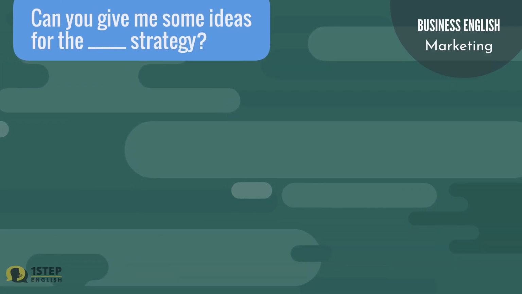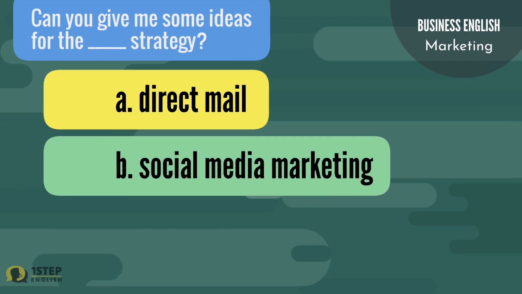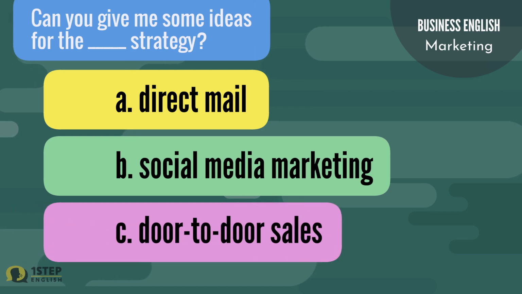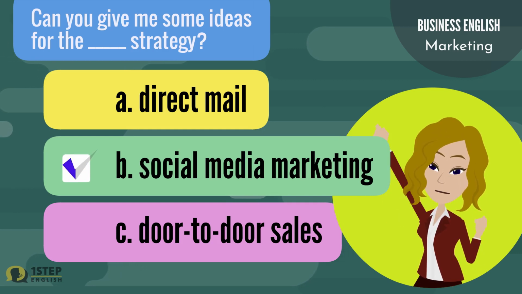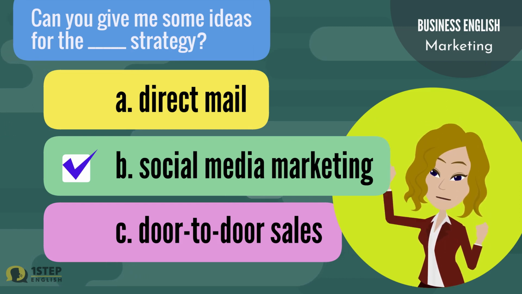Can you give me some ideas for the blank strategy? Letter A. Direct mail. Letter B. Social media marketing. Letter C. Door-to-door sales. The correct answer is letter B. Social media marketing. Can you give me some ideas for the social media marketing strategy?